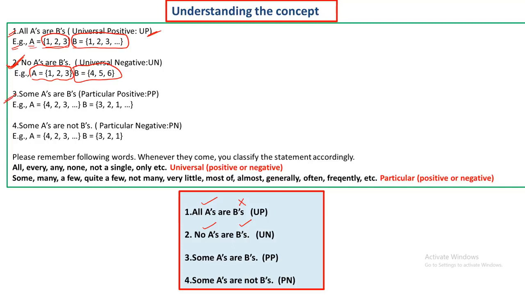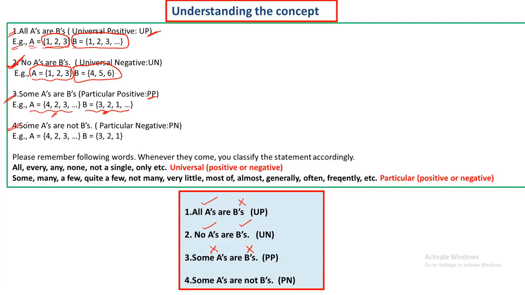Fine. Now let's look into the third statement, some A's are B's. This is also called particular positive or particular affirmative. Some A's are B's. We do not know about all the elements of A, we do not know about all the elements of B, but we know that some of the elements of A are there in B. Similarly, or vice versa, some of the elements of B are there in A. But none of them are completely defined, so we'll put a cross mark over both of them.